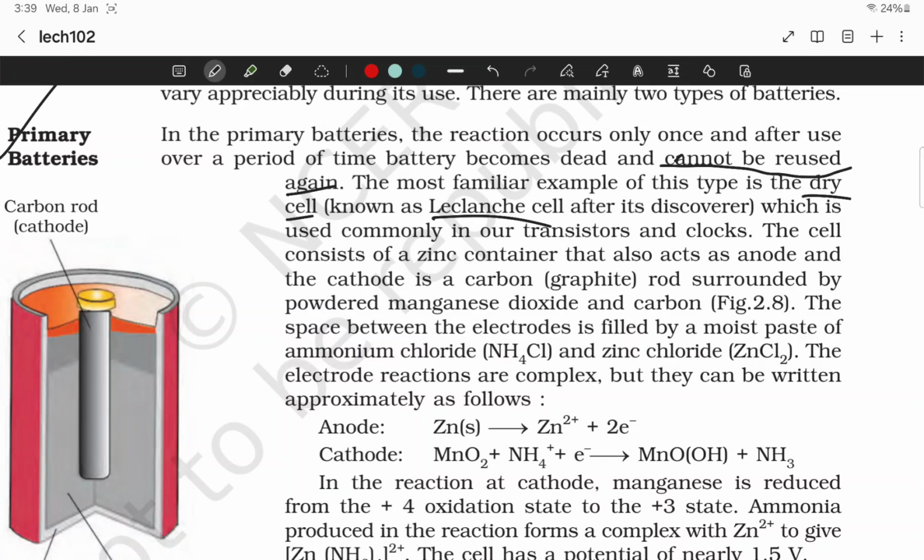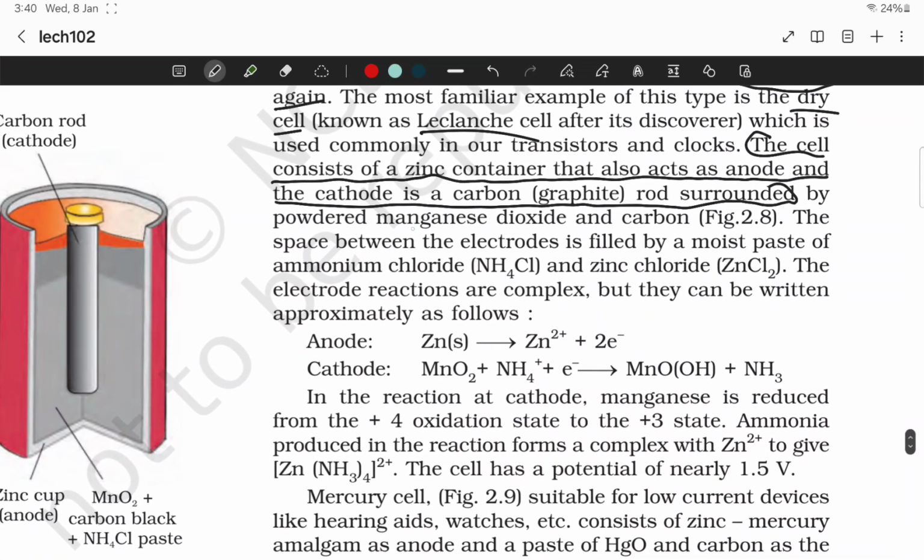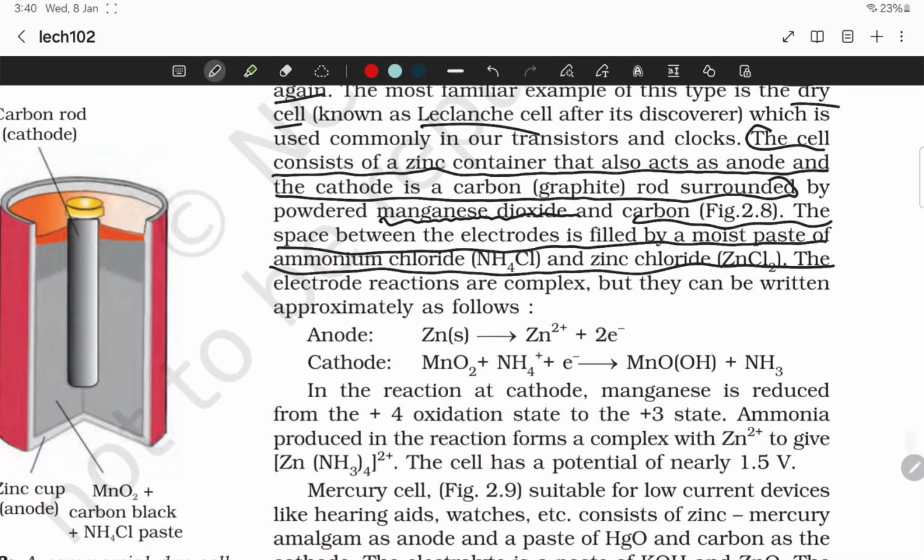What are the anode and cathode in a dry cell? That is important. The cell consists of a zinc container that also acts as the anode, and the cathode is a carbon or graphite rod, surrounded by powdered MnO2 and carbon. The space between the electrodes is filled by a moist paste of ammonium chloride and zinc chloride. And the electrode reactions are given.